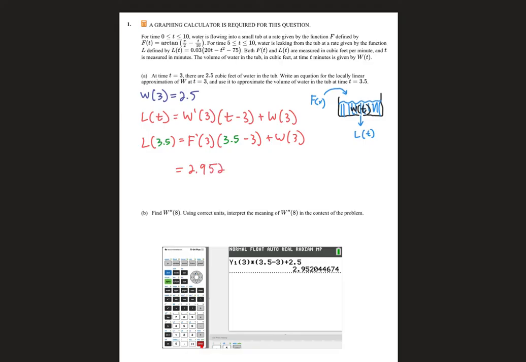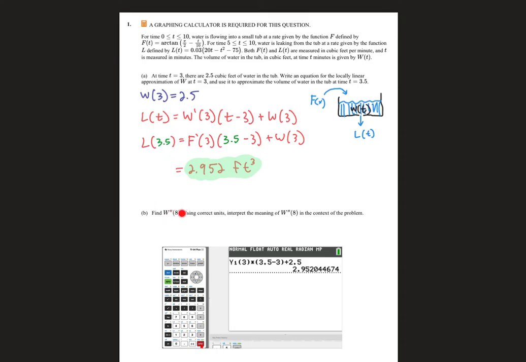Okay, and then using units, we're approximating W, so our units are going to be the same units as W, and they say W here is the volume and measured in cubic feet. Okay, so that's the answer to part A. Okay, next one.